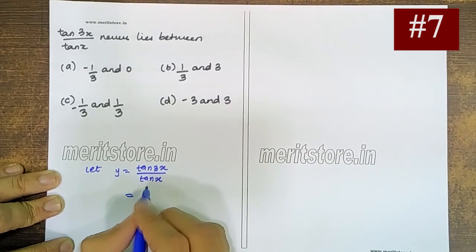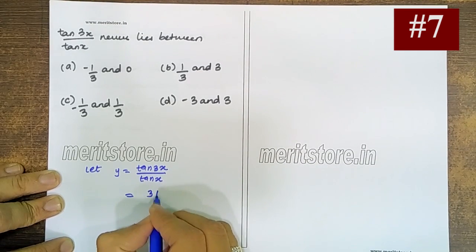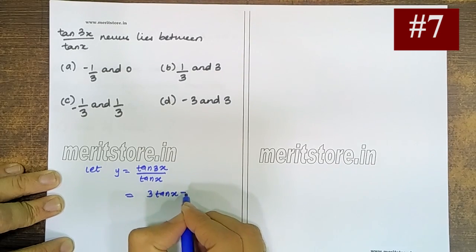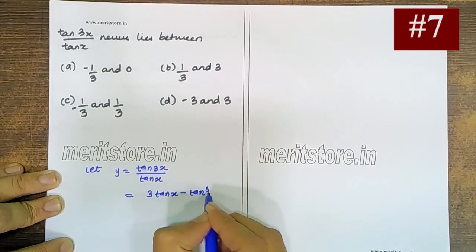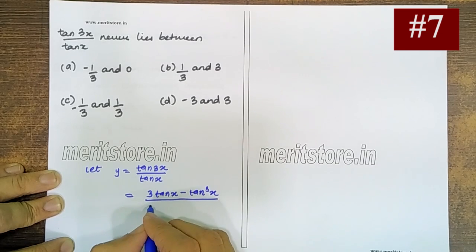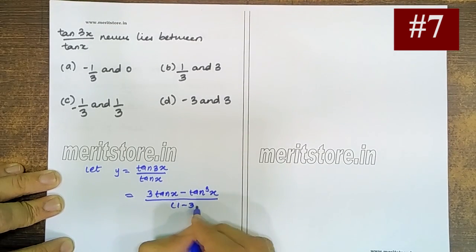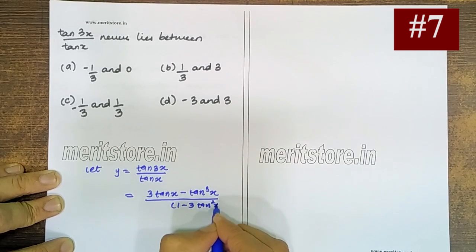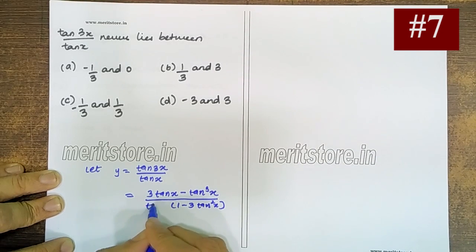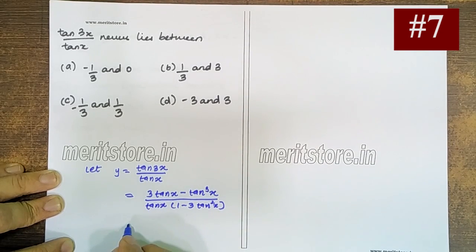Now here we will apply the formula of tan 3x, so that is 3 tan x minus tan cube x, the whole upon 1 minus 3 tan square x. This tan x will remain same. Now if you take tan x common from the numerator, so 1 tan x will get cancelled, so you will get 3 minus tan square x upon 1 minus 3 tan square x, that is equal to y.